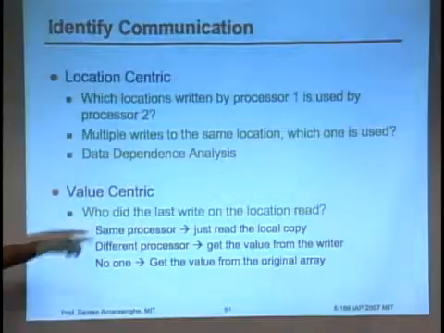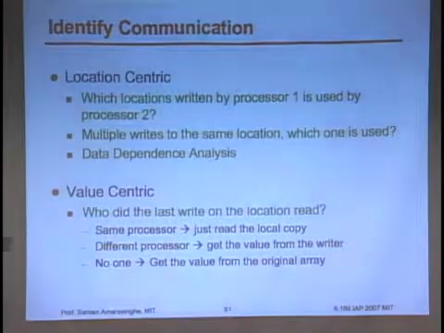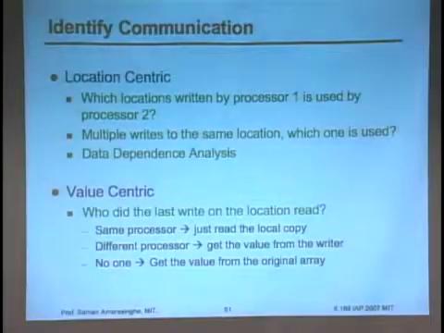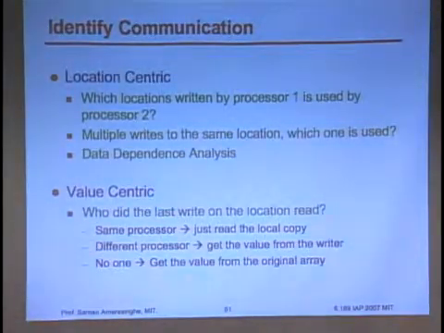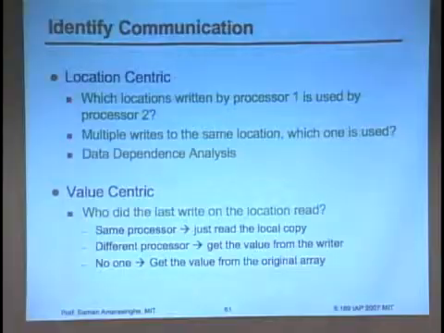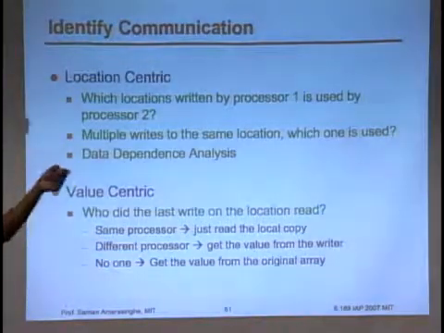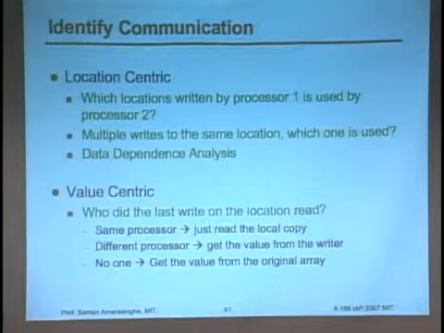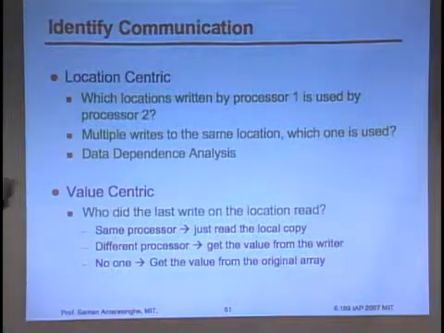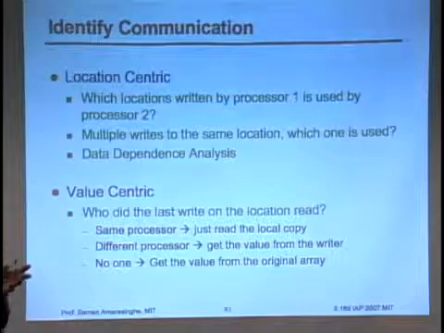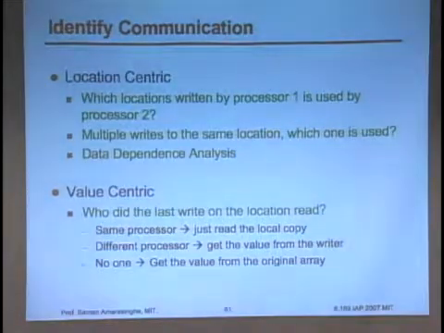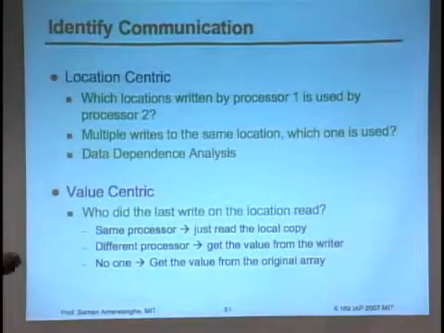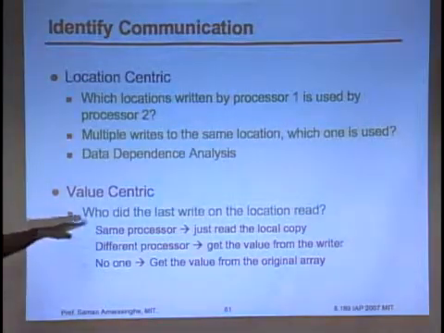If the last write happened in the same processor, I am set because I wrote to the local copy and I don't need to deal with anything. If the last write happened in a different processor, you need to get that value from the one who wrote it and say, okay, you wrote that value, give it to me. If nobody wrote it and I'm reading it, that means the value came from the original array. Because nobody wrote it in my iteration, I'm reading something that has to come from previous to my iteration. So I have to get it from the original array. But I have these three different conditions.